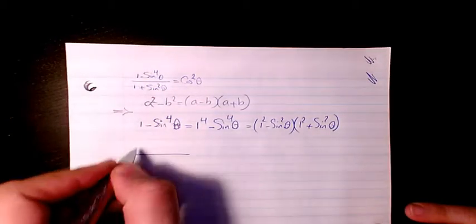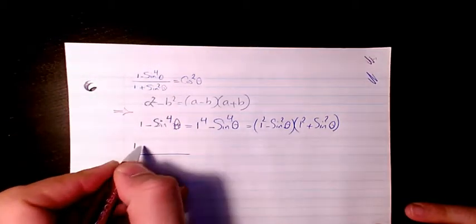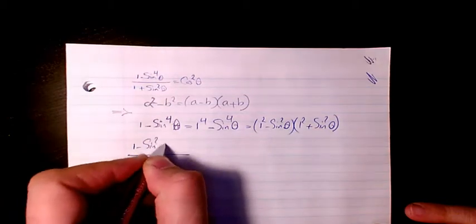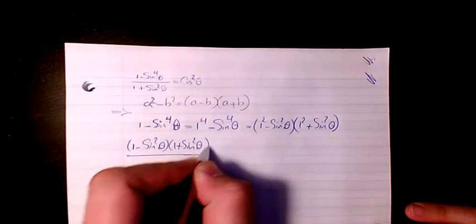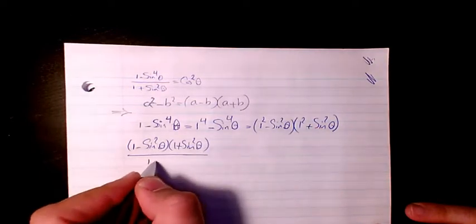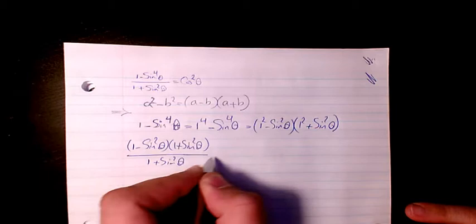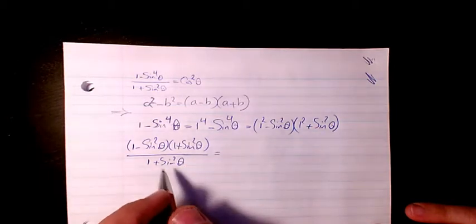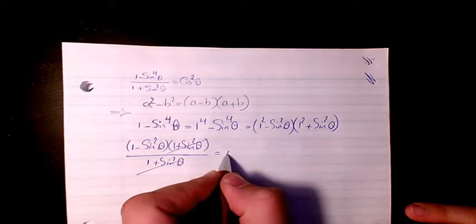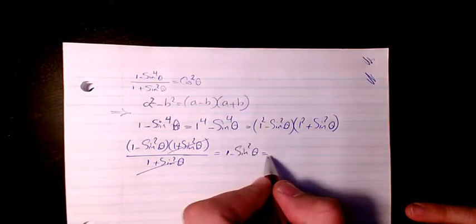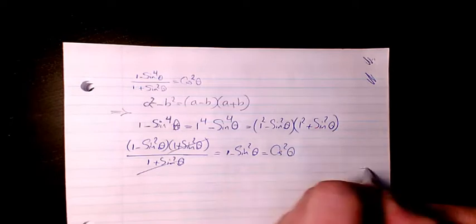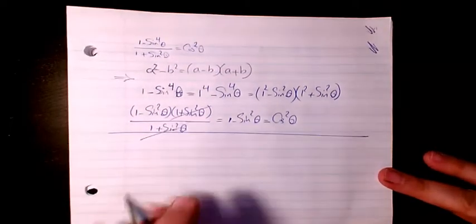And then if I rewrite it again, I'm going to have (1 − sin²θ)(1 + sin²θ) divided by (1 + sin²θ). So these cancel each other, and we will have only 1 − sin²θ. So 1 − sin²θ is equal to cos²θ. So that's proven.